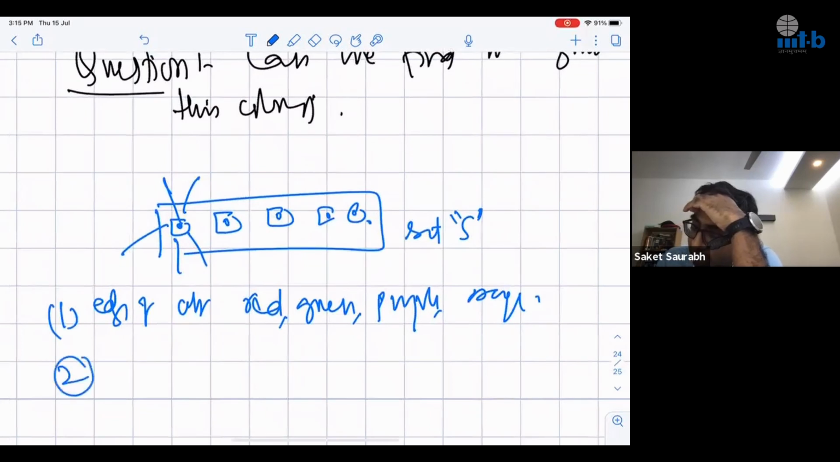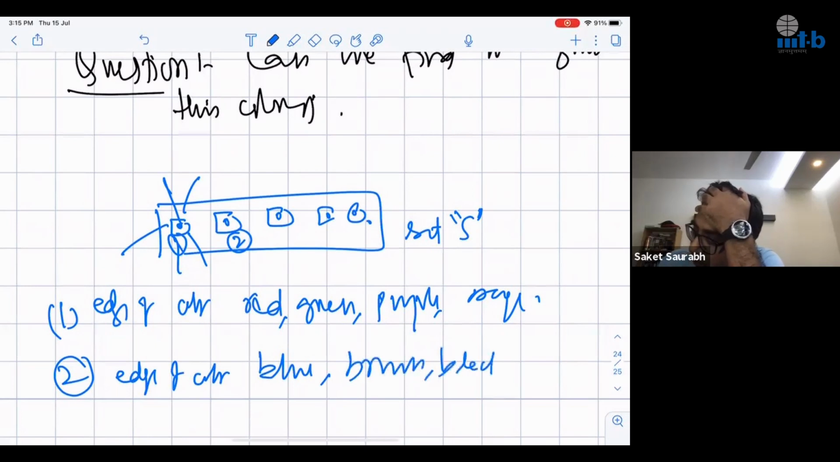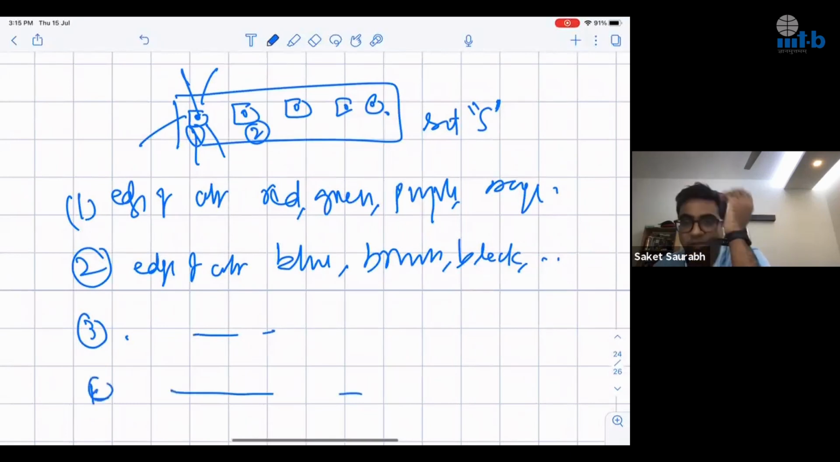Okay. Second vertex, like this vertex, covers, say, edges of color, okay, I only know few colors, say blue, brown, black, and so on. Right. So you guess. Okay. So what I have guessed, these k vertices. So which all colored edges does this vertex cover? Which all colors? Okay. I guess this.